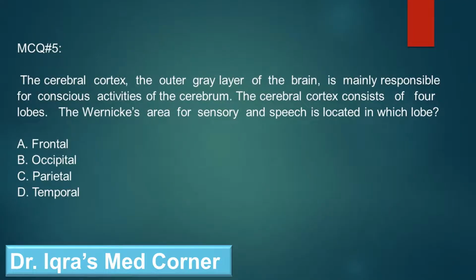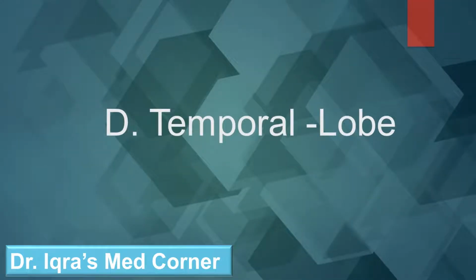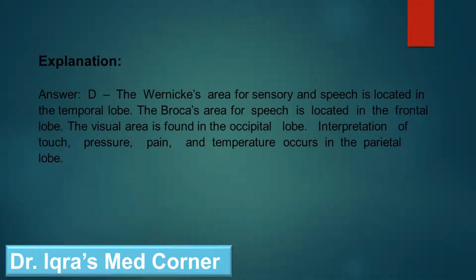The cerebral cortex, the outer gray matter of the brain, is mainly responsible for the conscious activity of the cerebrum. The cerebral cortex consists of four lobes. Wernicke's area is for sensory speech, and it is located in which lobe? Option 1, frontal lobe. Option 2, occipital lobe. Option 3, parietal lobe. Option D, temporal lobe. And the correct answer is option D, temporal lobe.